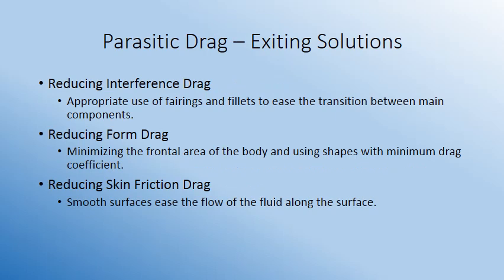In order to reduce parasitic drag, engineers have developed different solutions. For interference drag, appropriate use of fairings and fillets between the main components of the aircraft have shown to ease the transition of the flow coming from the different components. For form drag, minimizing the frontal area of the body and using shapes with low drag coefficient will minimize the drag force. For skin friction drag, smooth surfaces, along with special coating and waxing, have been shown to ease the flow of the fluid along the surfaces.